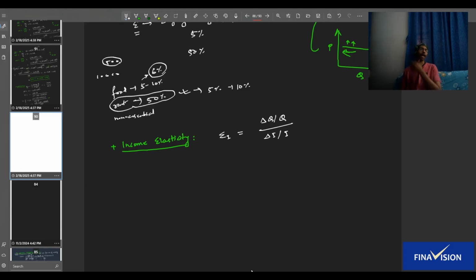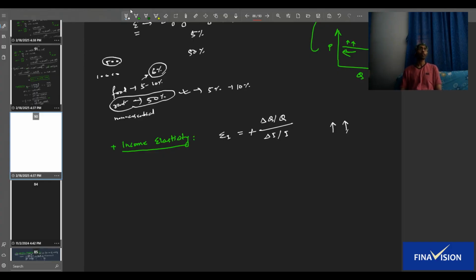We are denoting it by I. Generally speaking, we do not add a minus sign here. It is a plus sign, because if income goes up, the demand of a product that we regularly buy or will like generally goes up. So they are directly proportional. So income elasticity has a plus sign to it.